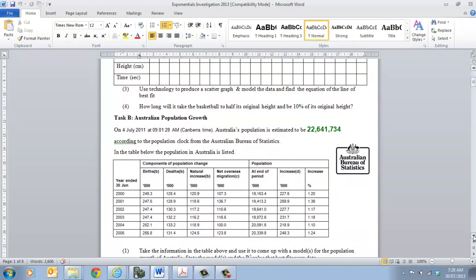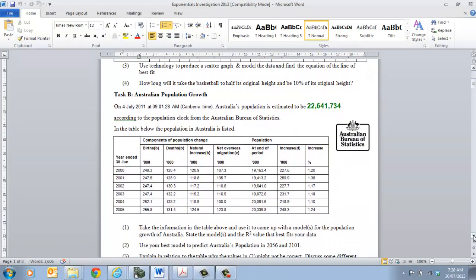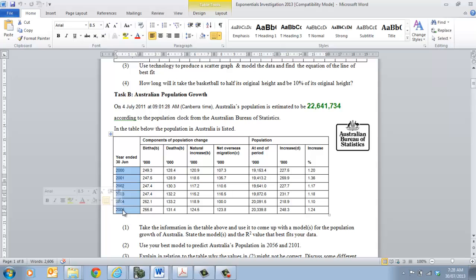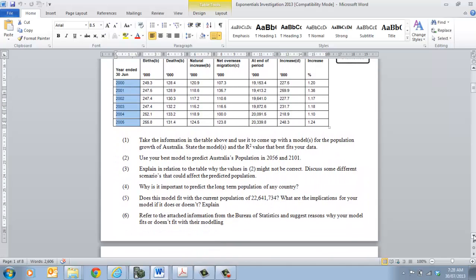Alright, the second question looks at the population growth of Australia. So you've got some data there, and obviously if we're starting to look at the population in 2011, you've got that information there. We'll have to extrapolate this particular data there. So the one that you'll need to be plotting will be this column here versus the time, and the time you'll need to start from let's say 2000 being 0, 2001 being 1, and so on. So that's what you'll need to do there. Again, come up with a model, and then you've got some questions to answer.